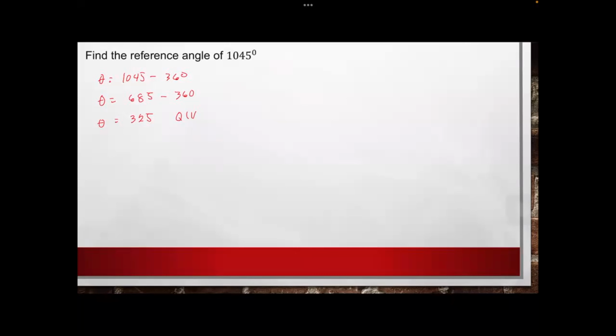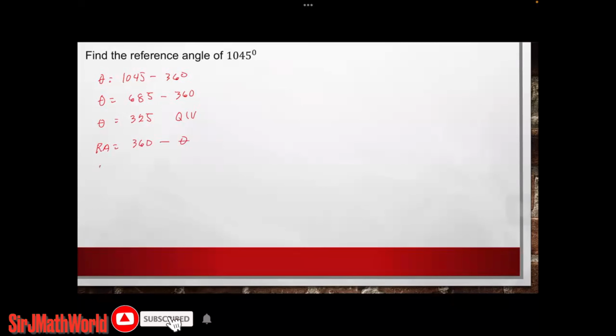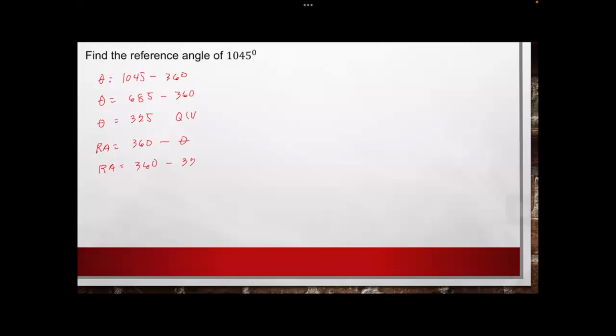Now, to get the reference angle, ang formula natin ay 360 minus the given angle. So, therefore, reference angle natin is 360 minus 325. So, 360 minus 325, what will be the answer? 35 po. So, 35 degrees.